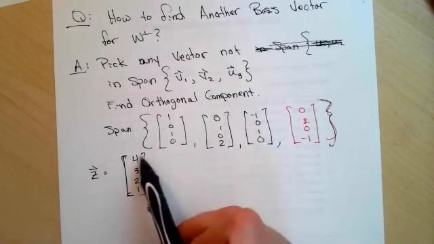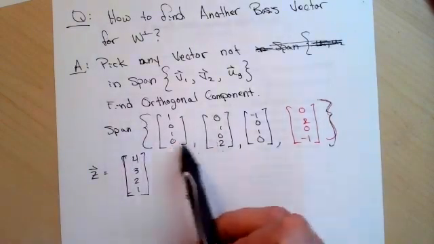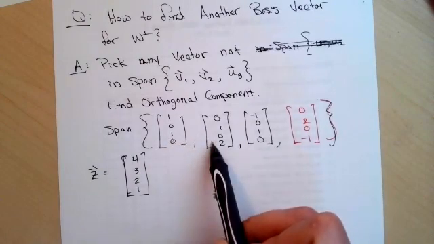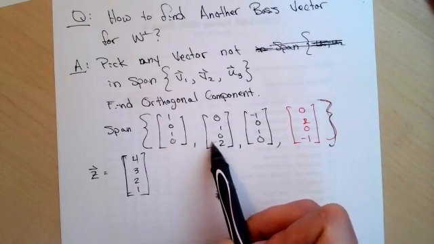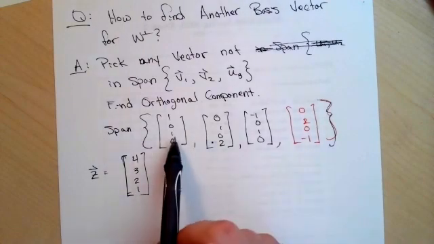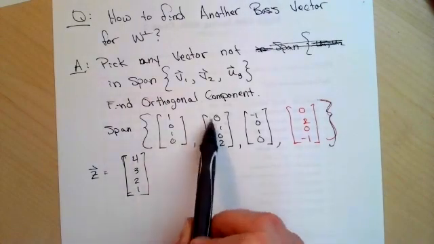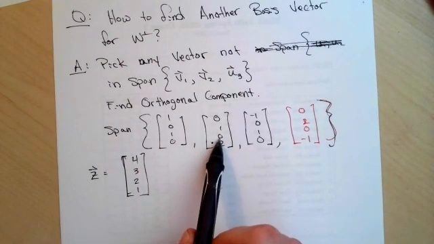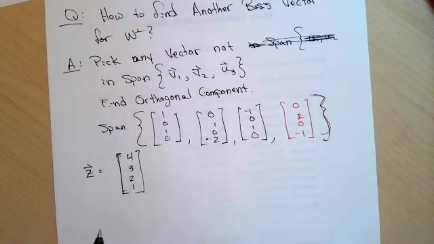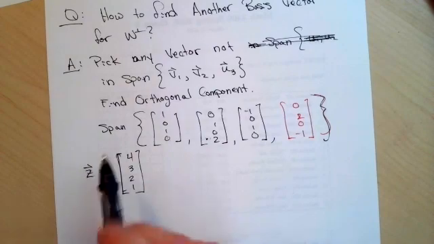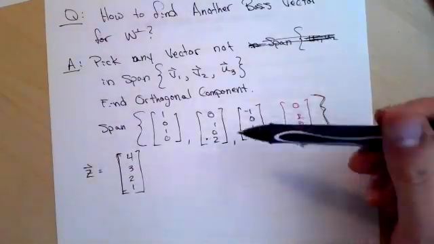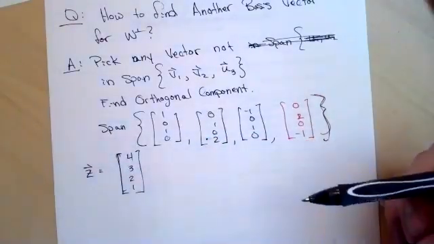So certainly this vector is not going to be in the span of the first two, because if it were in the span of the first two, then the first and third components would be the same. So we know that this is not in W. At least if it's not in W, we could come up with the orthogonal component.